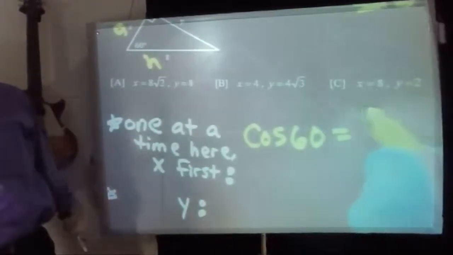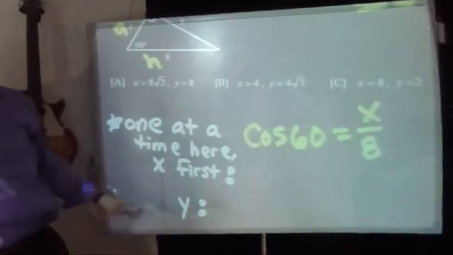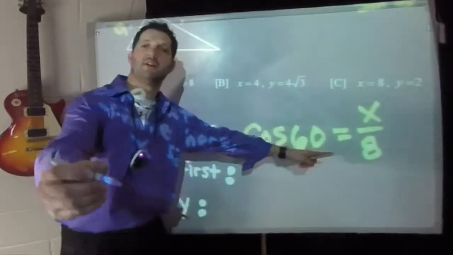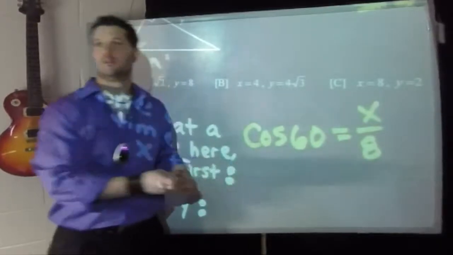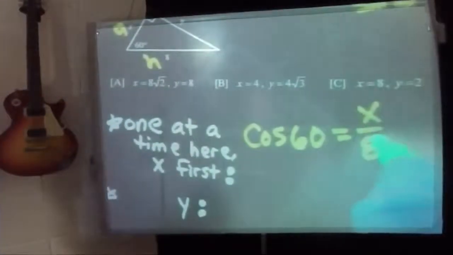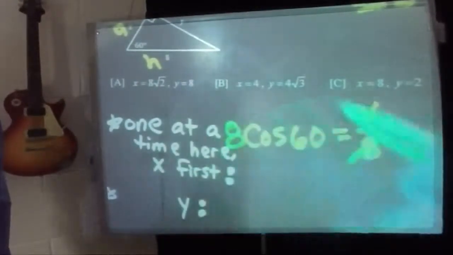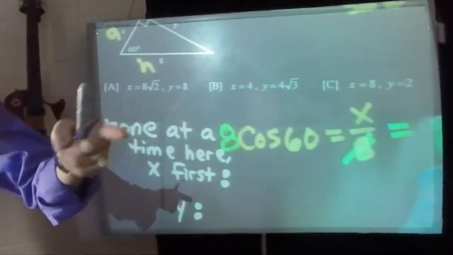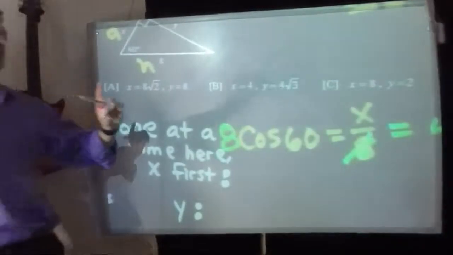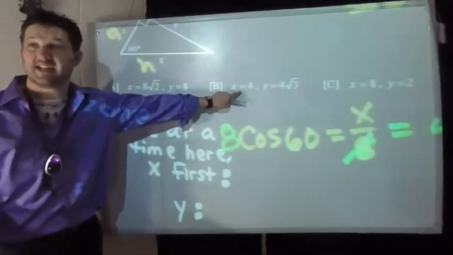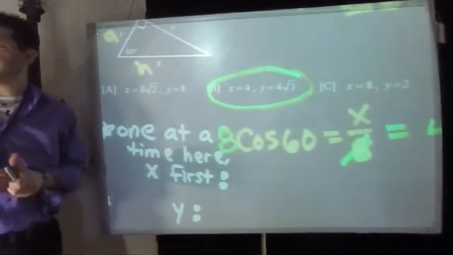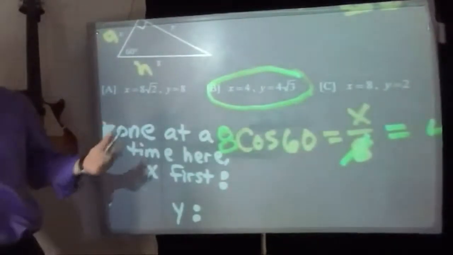X over 8. The number 8 is on bottom, so what happens with it? Yeah, and it comes right over here. Basically, it's like cross multiply and bring the 8 over. So 8 cosine 60 equals X. You say 4? 4 it is. There's only one that has X as 4. But just to find out for sure why that Y is what it is, because sometimes you're going to have to do them both.